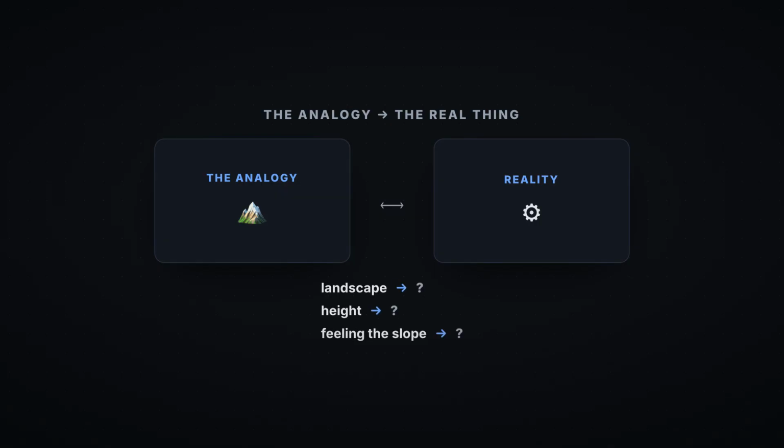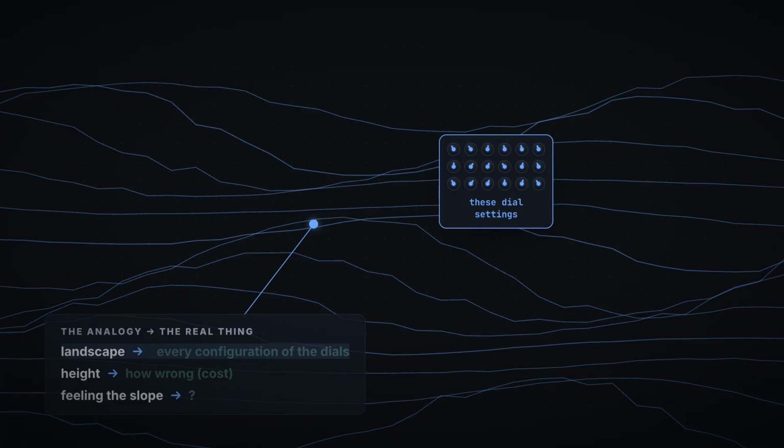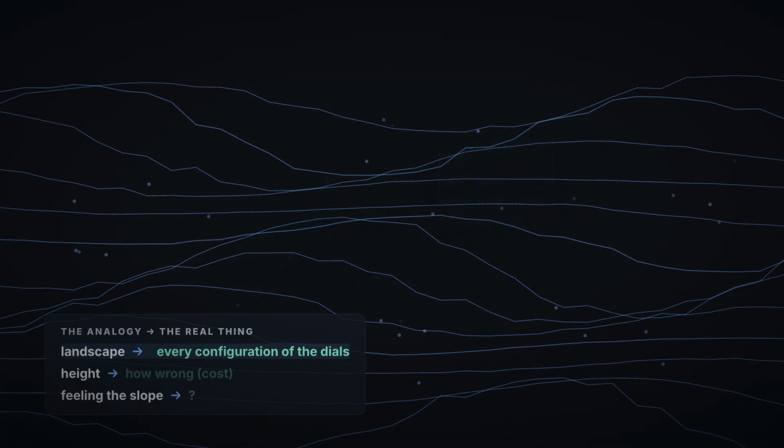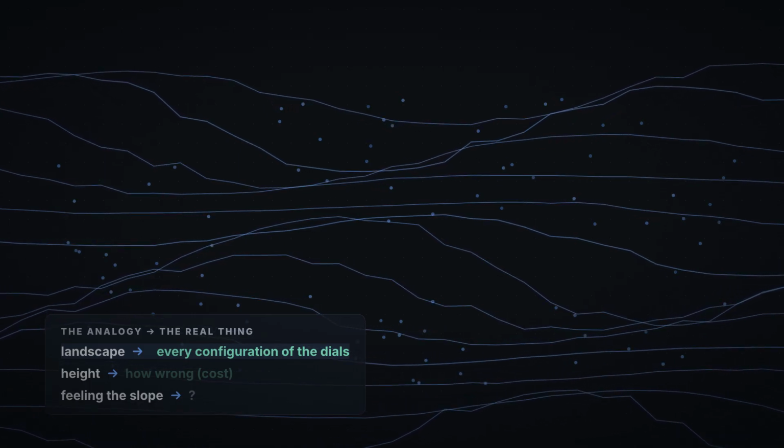Let me walk you through it. Let's start with the landscape itself. What is this landscape? Each point on the landscape represents one possible setting of all 175 billion dials. One particular configuration of the model. There are an unimaginable number of possible configurations. That's why the landscape stretches out in every direction.